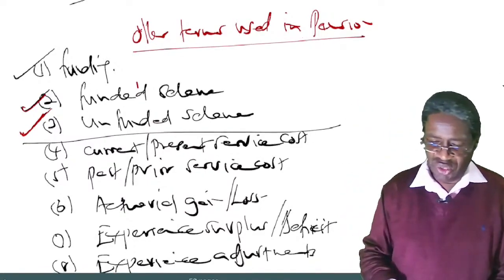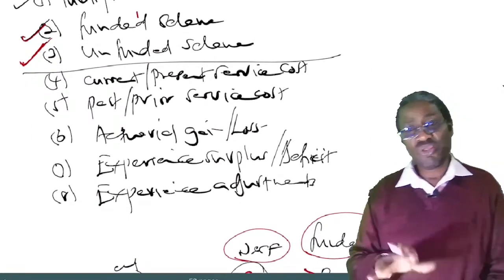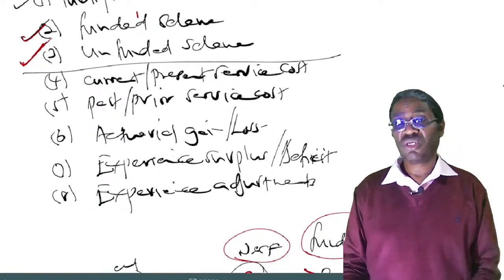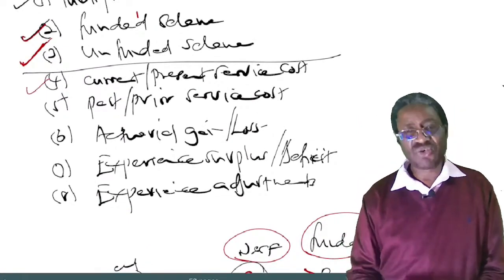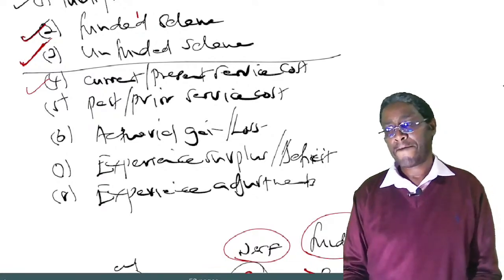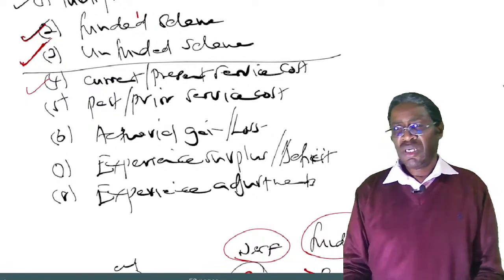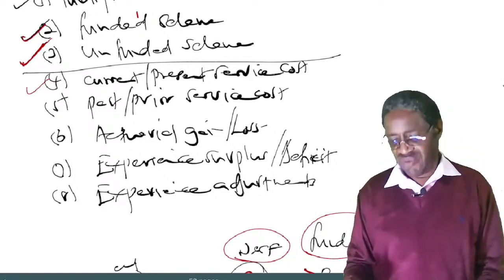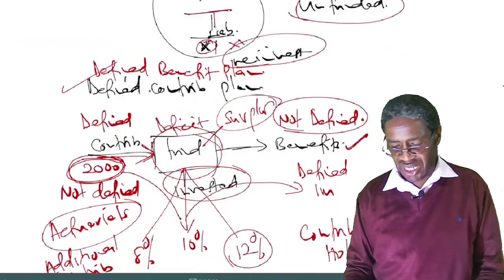So somebody says we wrote some notes on those three terms. So let's now go to the fourth term. What is a current, or what we call a present service cost? Let me discuss it first.